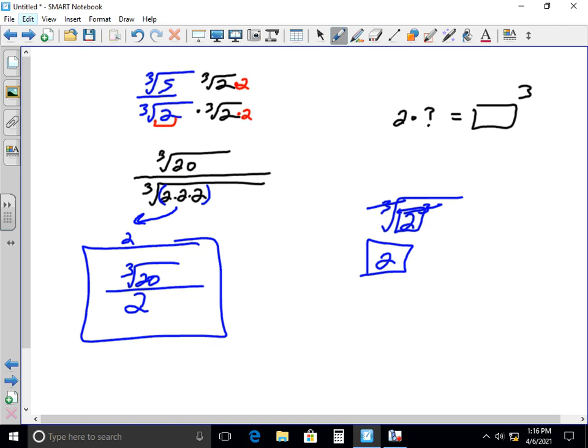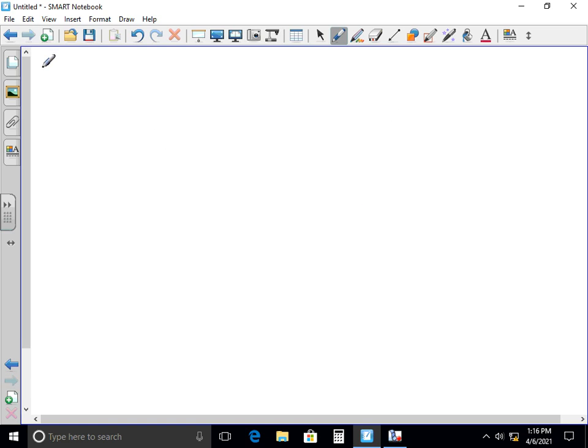So when we're rationalizing the denominator, we're just trying to make it a perfect root. If it's a square root, we're trying to put enough factors underneath so that the whole bottom is a square root. If it's a cube root, we're trying to put enough factors underneath there so that it's the perfect cube root, so that everybody is in a group. So let's do this.